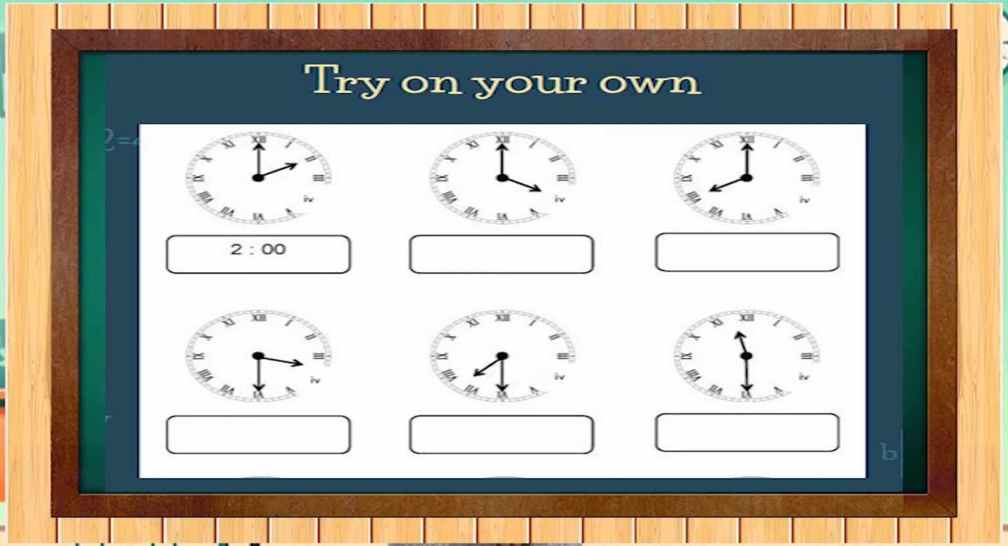Look at the clocks properly before writing the correct time that each clock is representing. One has been done for you. The first one is, we see the long hand is being pointed at 12, while the short hand is pointed at 2. Therefore, the time would be 2 o'clock. Number 2, the long hand is being pointed at 12, while the short hand is being pointed at 4. You can look at the rest and quickly jot down the time.